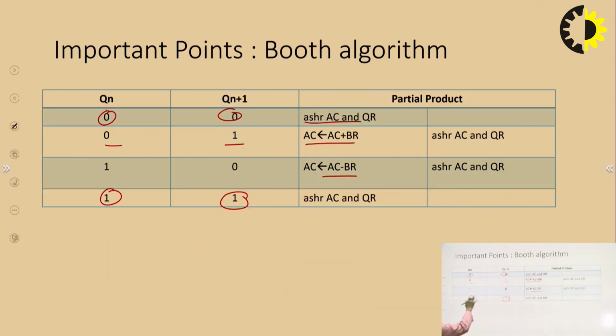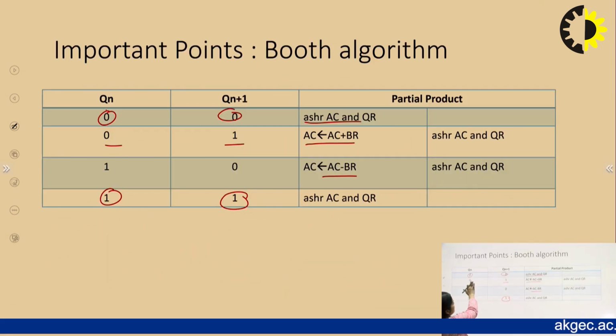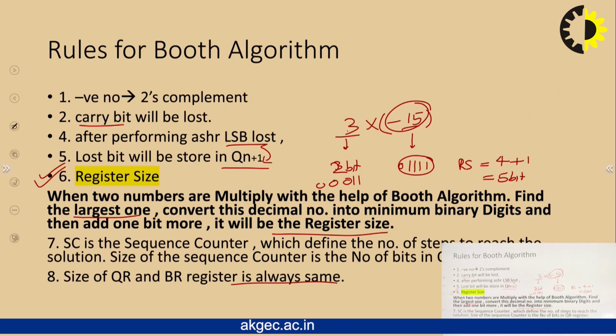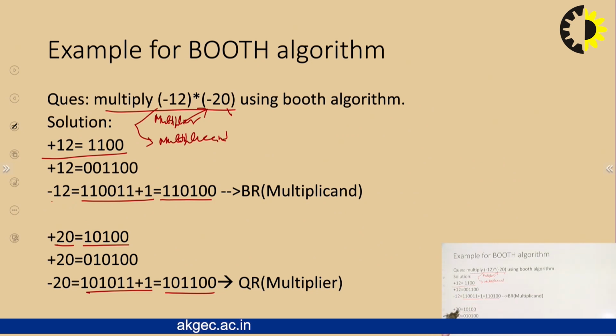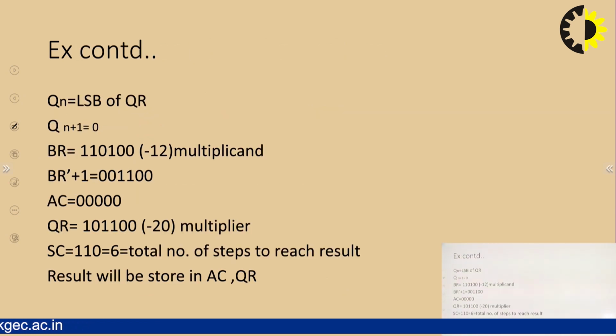The first thing is this table: whenever the bits are 0, 0 or 1, 1, you only have to do ASHR. Whenever they are 0, 1, you do AC plus BR, and for 1, 0, AC minus BR. Only these two things will be considered. Next is multiplication: the binary stream is there, and you represent the negative value with the 2's complement.